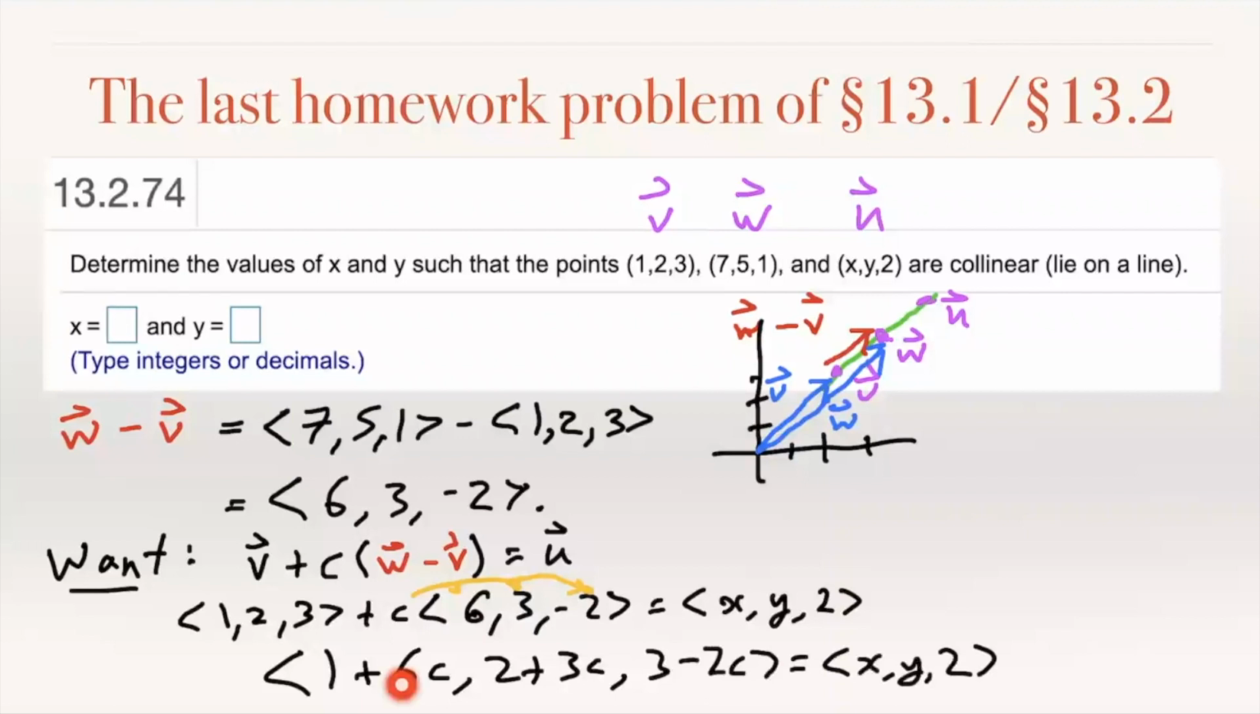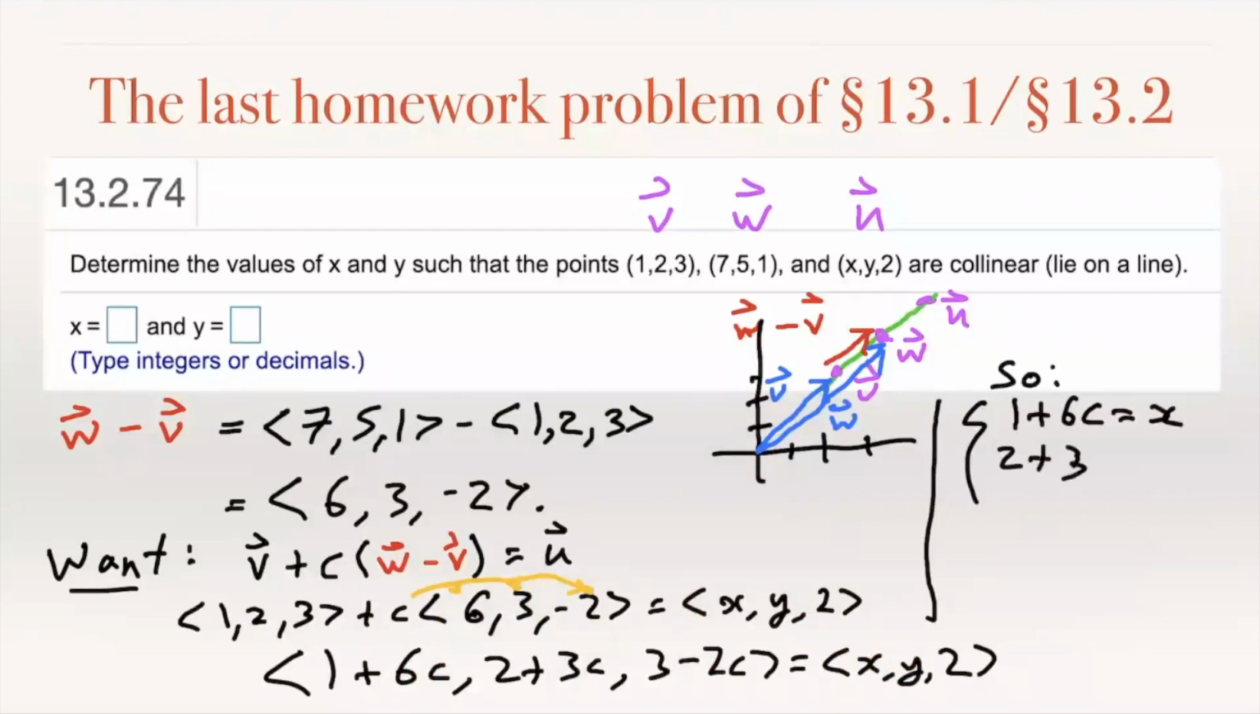Now, as always, two vectors are equal if and only if their respective coordinates are equal. So setting their respective coordinates equal, we have 1 plus 6C is equal to x, 2 plus 3C is equal to y, and 3 minus 2C is equal to 2. So this is a system of equations where we can solve for C.